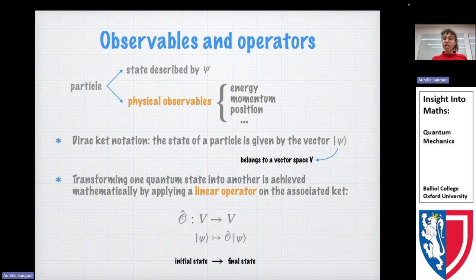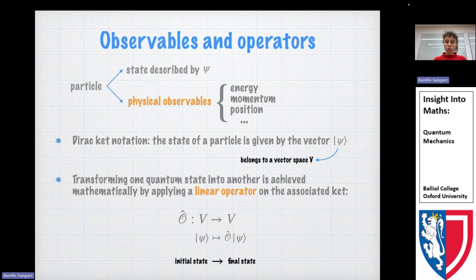And this ket psi is the vector that corresponds to the state of your particle if psi is the complex wave function describing the state of your particle. And because ket psi is a vector, it belongs to what we call a vector space, which is just a space whose elements are vectors. Now, if you're in a lab and you have a particle which is in a given quantum state, and usually we'll talk about a state rather than a particle within a given state.